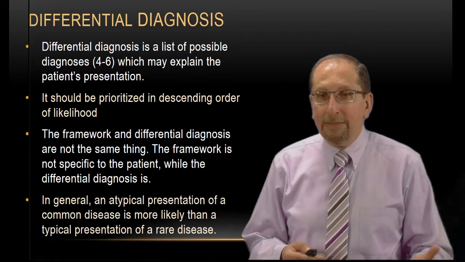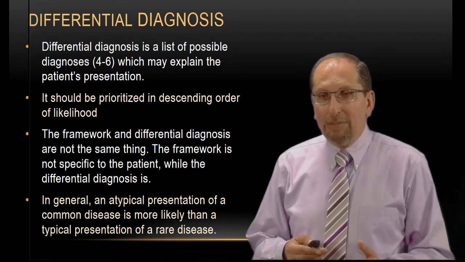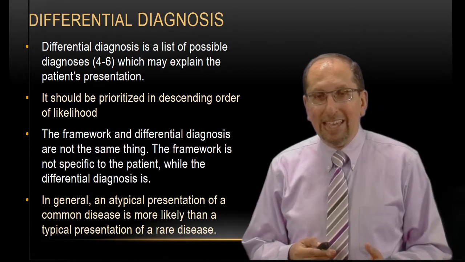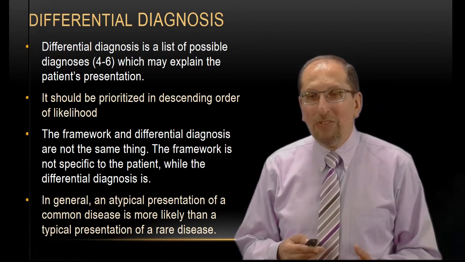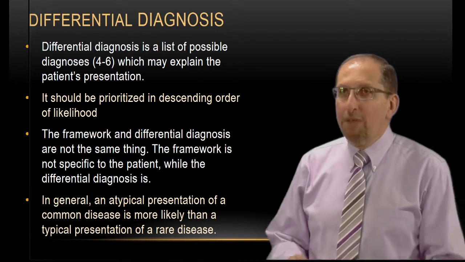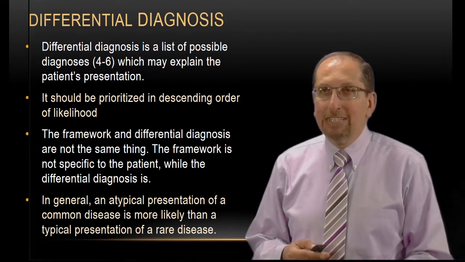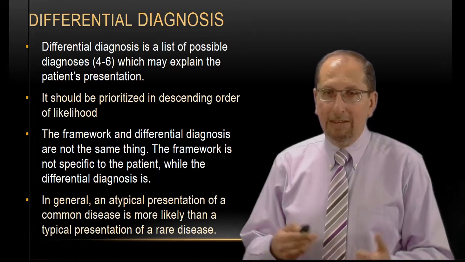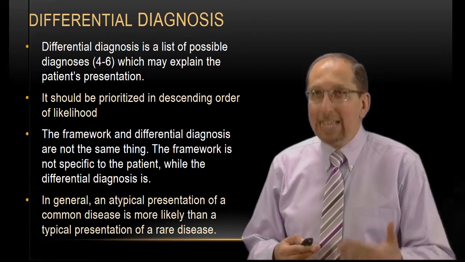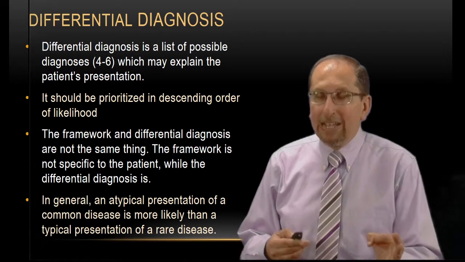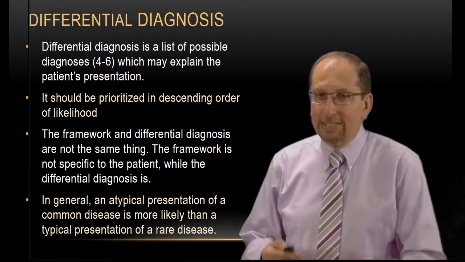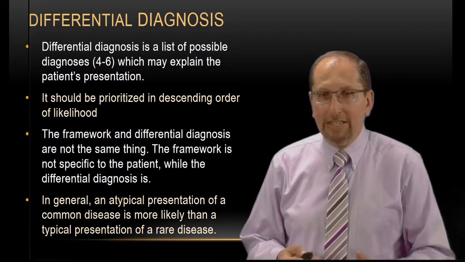In general, a typical presentation of a common disease is more likely than a typical presentation of a rare disease. So what's common is common. When the patient has a common disease and the presentation is an atypical presentation, this will still be more common than the typical presentation of a very rare disease, because don't forget, what's common is common.